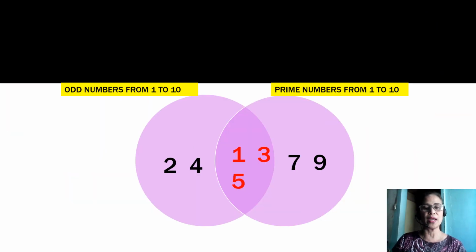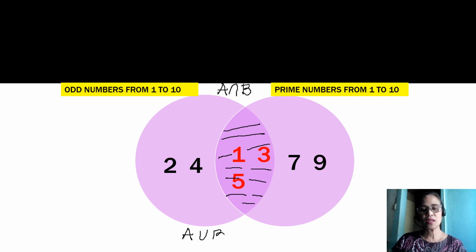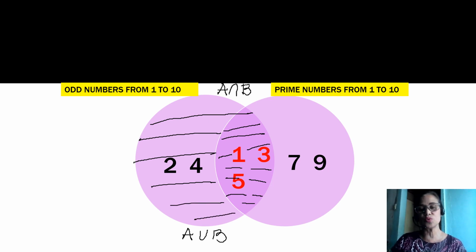Okay, so this is what will happen. 1, 3, 5 is the part that represents the intersection. Let's call it A intersect B. So this is that part. And the part that represents A union B will be the whole part. So everything: the uncommon elements 2, 4, the common elements 1, 3, 5, added to 7, 9.